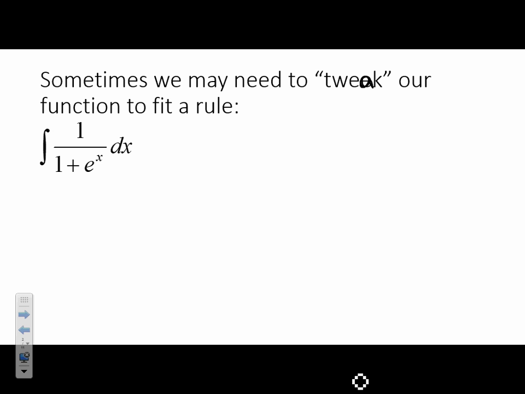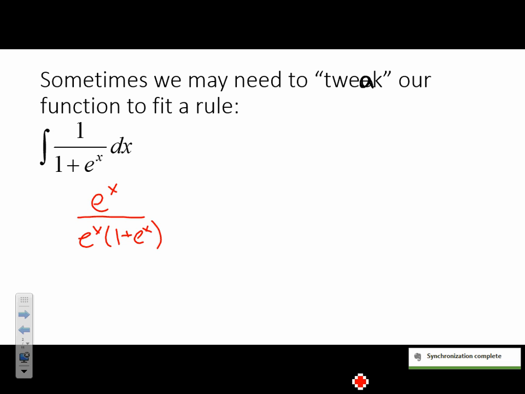Now, if we had e to the x over 1 plus e to the x, would that be helpful? Yes, because we could do u du substitution. Well, I can't just magically put an e to the x in the numerator. Well, you could multiply by e to the x over e to the x. That's one way to solve it, but that's going to be kind of messy too.